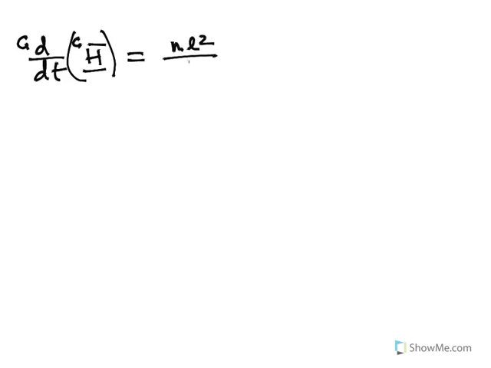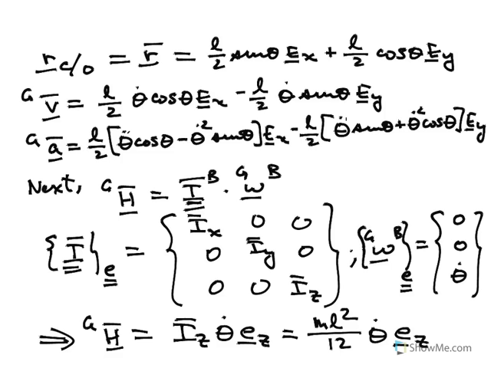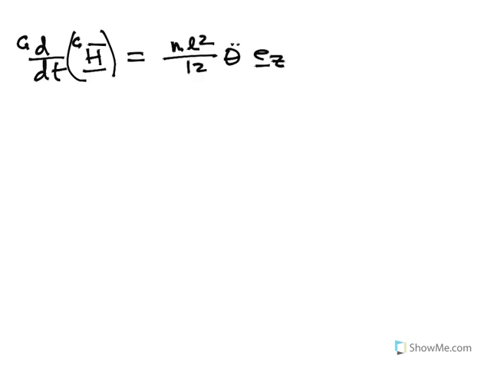So now I can compute the rate of change of the angular momentum relative to the center of mass. That's equal to ml squared over 12 theta double dot Ez, because Iz is inertially fixed, so there's no second term in the transport theorem. So now we've computed everything on the right-hand side. Now we need to draw the free body diagram and do the kinetics.